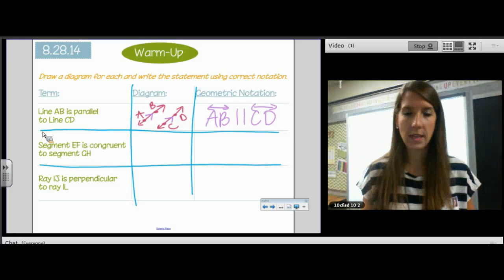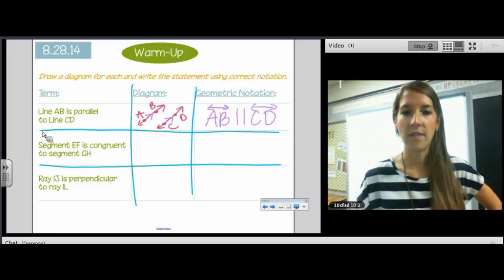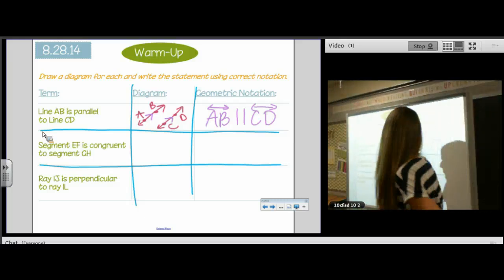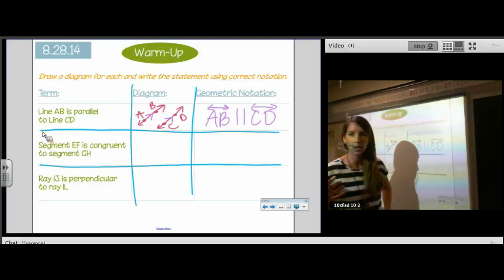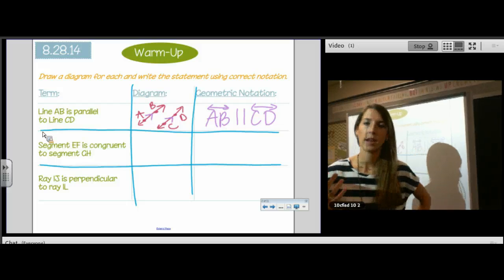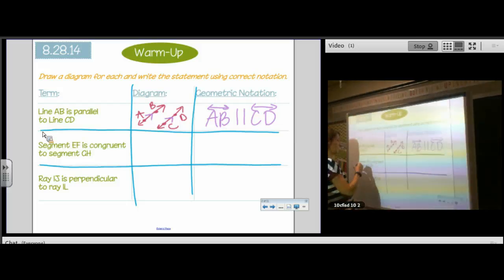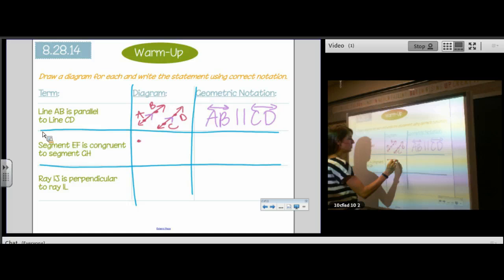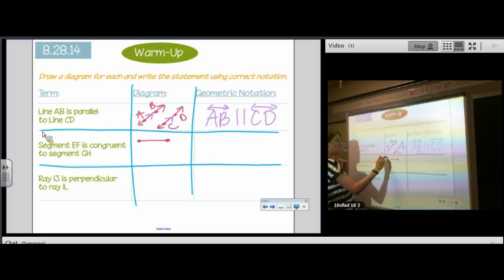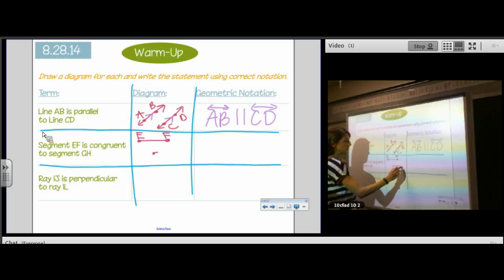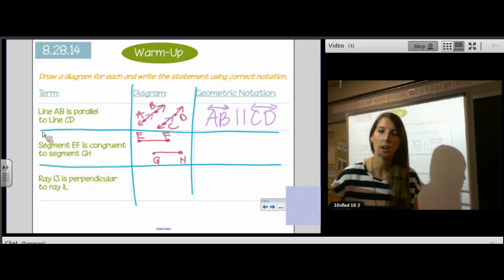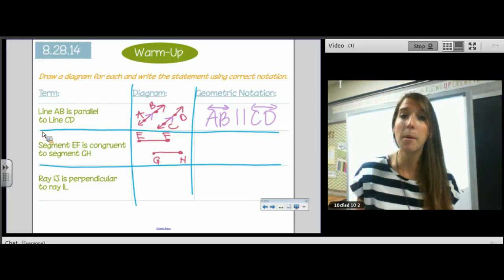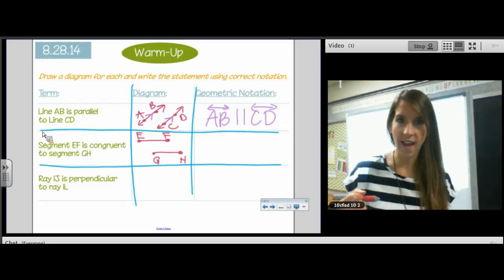Good? Makes sense? Segment EF is congruent to segment GH. You could make the segments collinear, or you could make them non-collinear. It's kind of up to you. So segment EF is congruent to segment GH. And if you don't believe me that they're congruent, then I can put a symbol on them to tell you that they are in fact congruent.